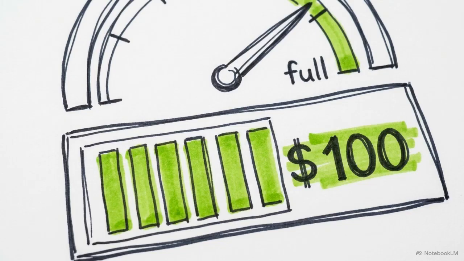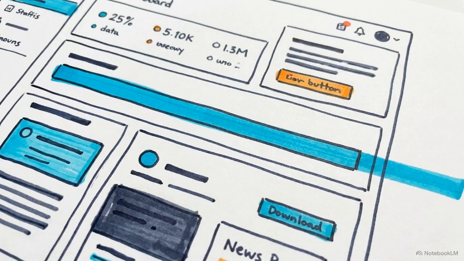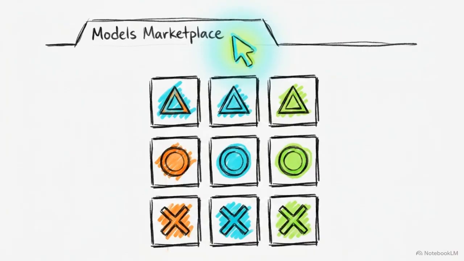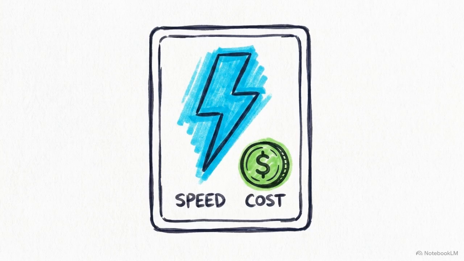On your dashboard, you will see a starting credit of $100. This provides a long-term runway for development before you ever need to consider a paid tier. Now, select the Models Marketplace from the top navigation. This is the directory of all supported AI providers. You can see the specific rates for each model here.